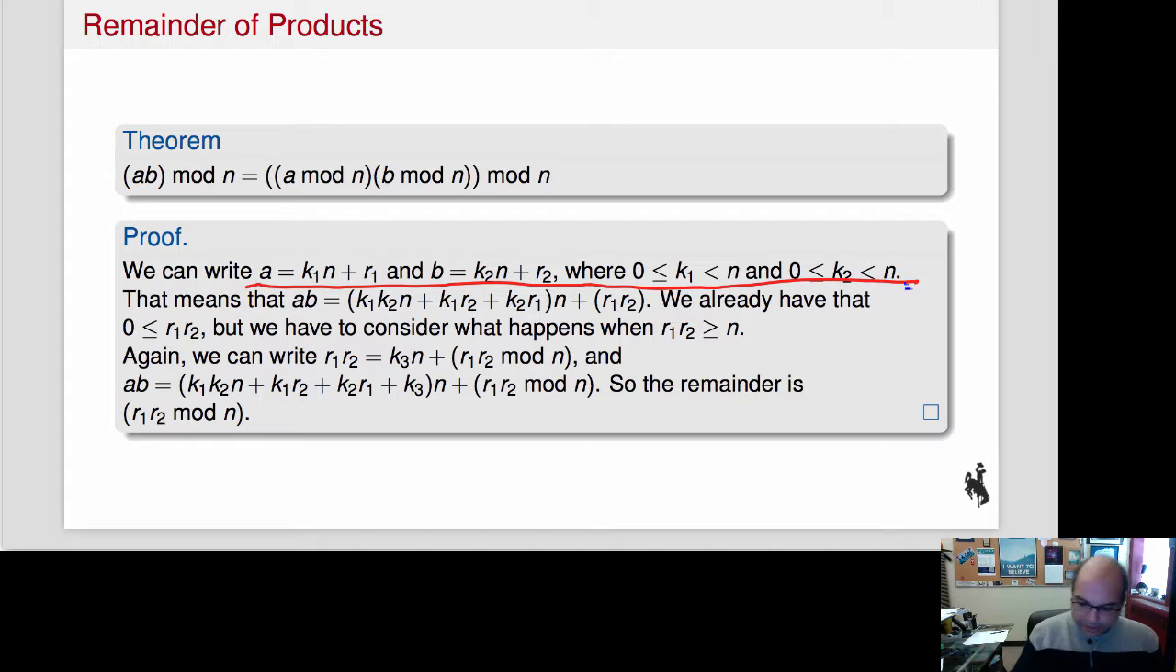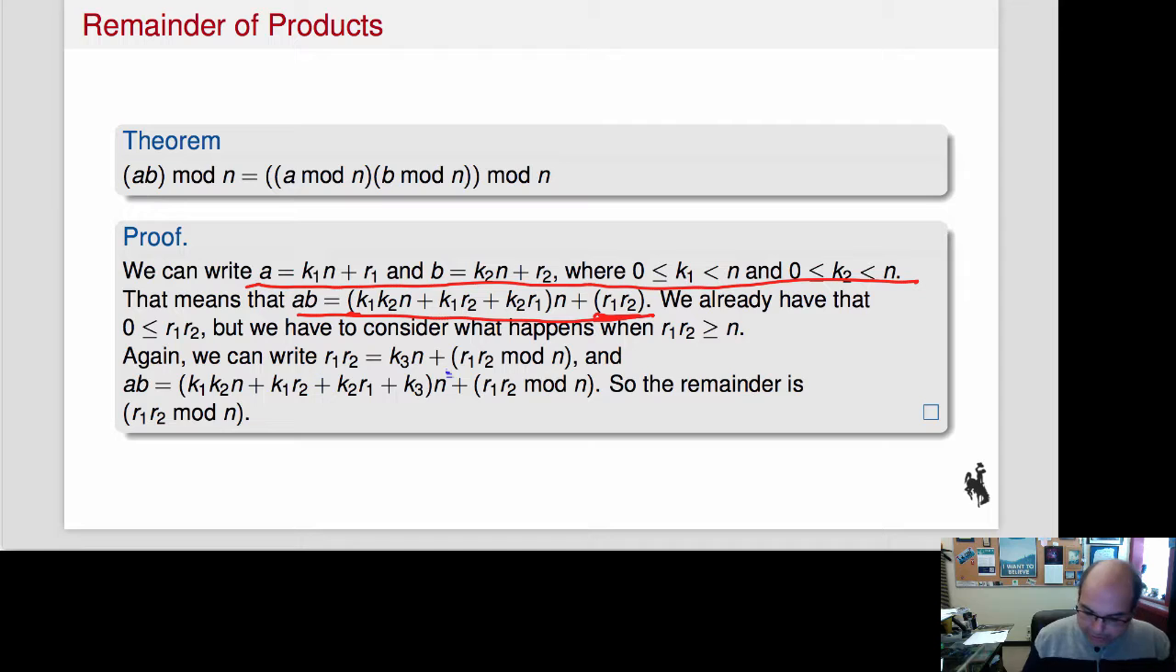Okay, so A times B, we just multiply it out. And when we multiply it out, we get k1 k2 times n plus k1 times r2 plus k2 times r1, all of that times n. This is just straightforward: multiply it out and factor. And then I'm left with one term that doesn't have an n in it, which is r1 r2. Okay, so that's the candidate for the remainder, right?